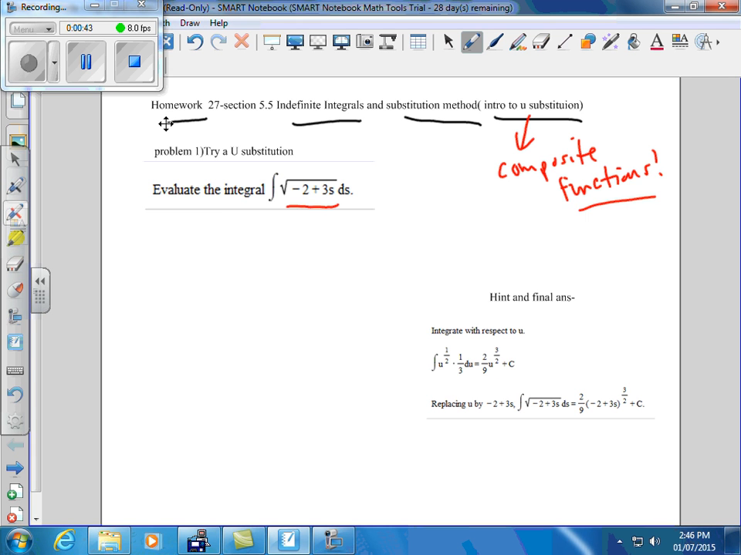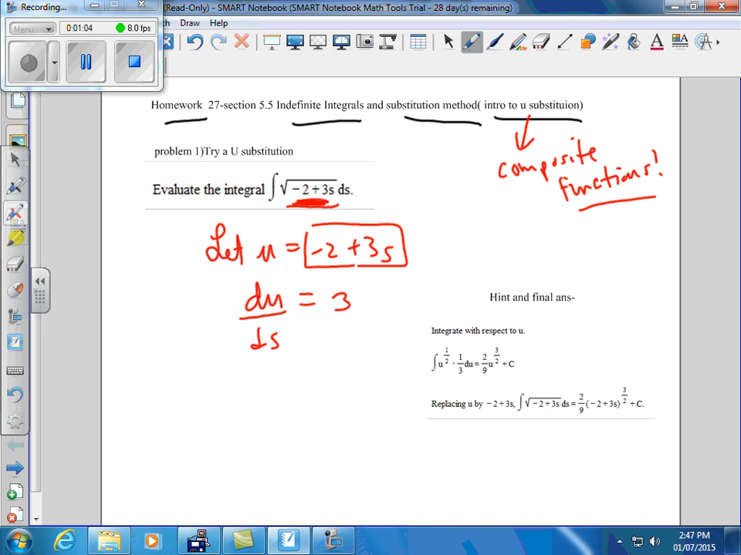Okay, so what we're going to do is let u equal this inner piece here, negative 2 plus 3s. Then du, I should say du ds, would be the derivative of this, which would be 3. Now what I'm going to do is sort of cross multiply that ds up there. So therefore du equals 3 ds.